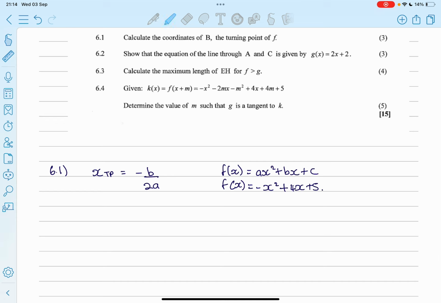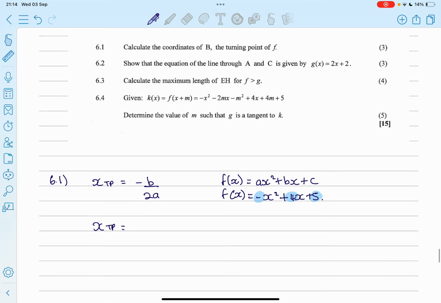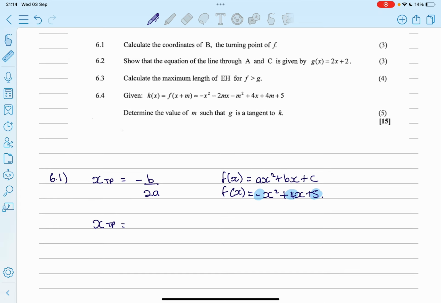So we can see that our a is negative 1, we've got a b of 4 and a c of 5. So now we just need to substitute that. So x of our turning point will be negative 4 over negative 2, which gives you an x value of 2.